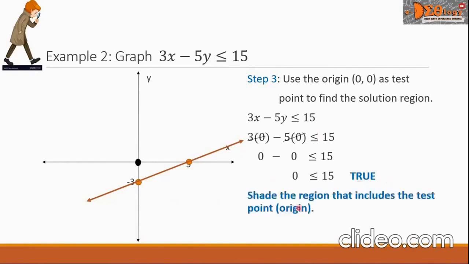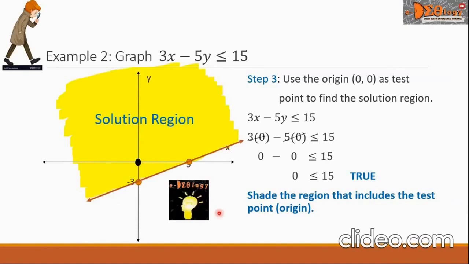It means we're going to shade the region that includes the test point, which is the origin. And this is now the shaded area. This is what we call the solution region. It means all points that belong to the solution region are solutions to our inequality. This is our final answer.